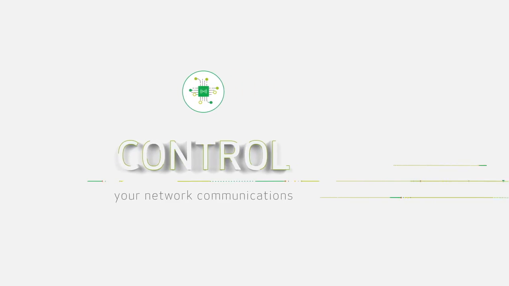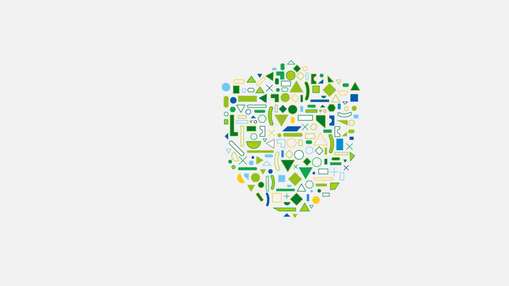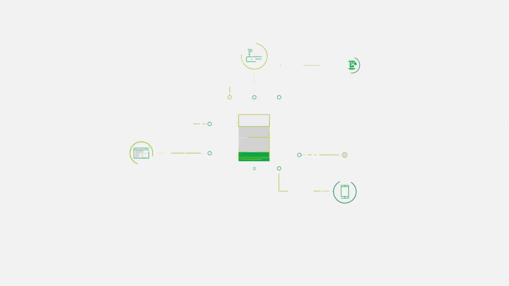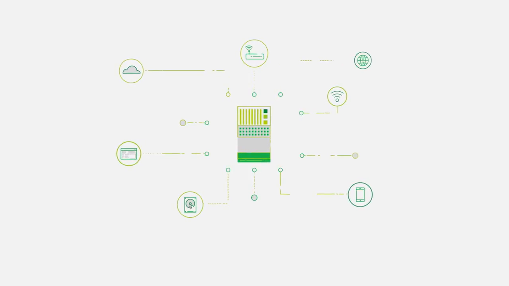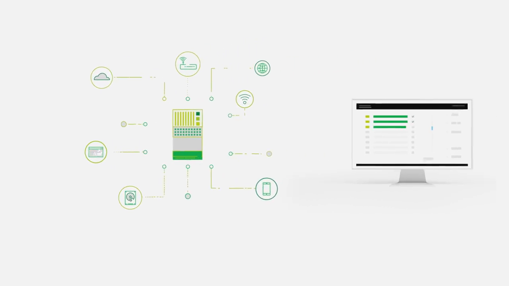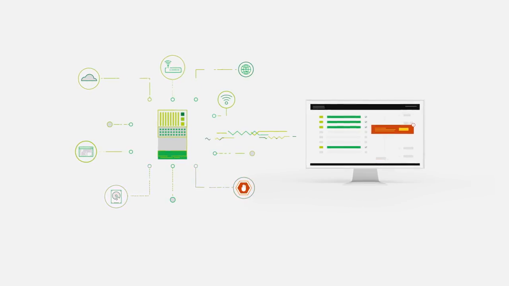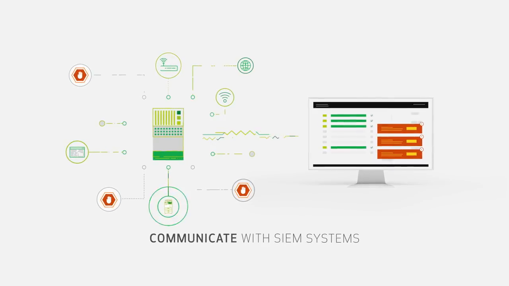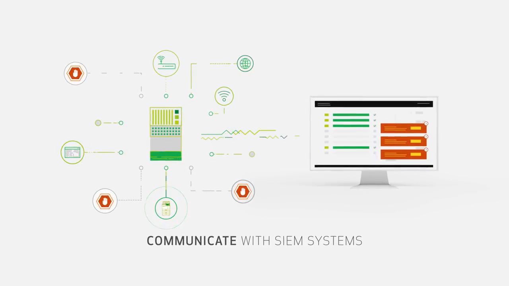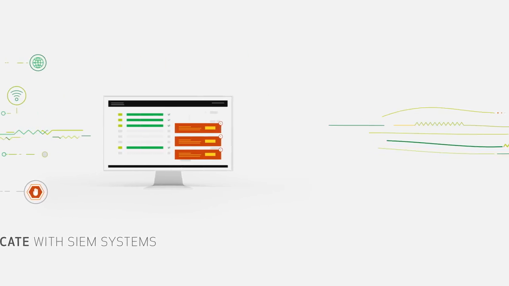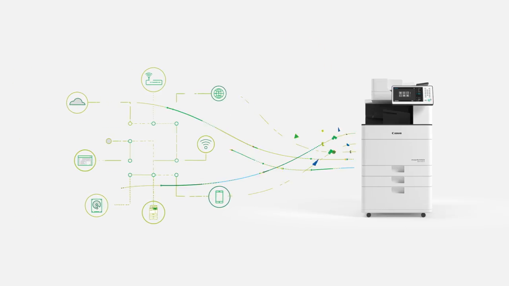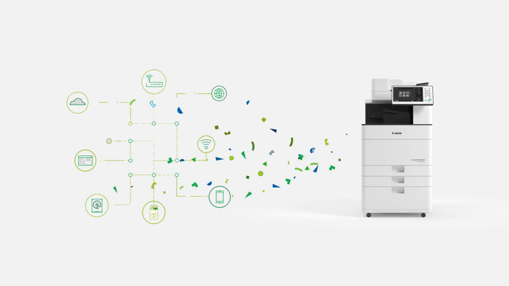Control your network communications. Canon offers a range of security solutions to help keep your network and data safe from internal and external attacks. Many enterprise environments use a Security Information Event Management, or SIEM, system to monitor network activity and alert administrators to suspicious behavior. The latest ImageRUNNER Advanced MFPs can communicate with these systems to give you insight into potential threats to your network and printers. To defend against malicious third-party attacks, such as sniffing, spoofing, and tampering of data, the ImageRUNNER Advanced models encrypt data sent over your network.